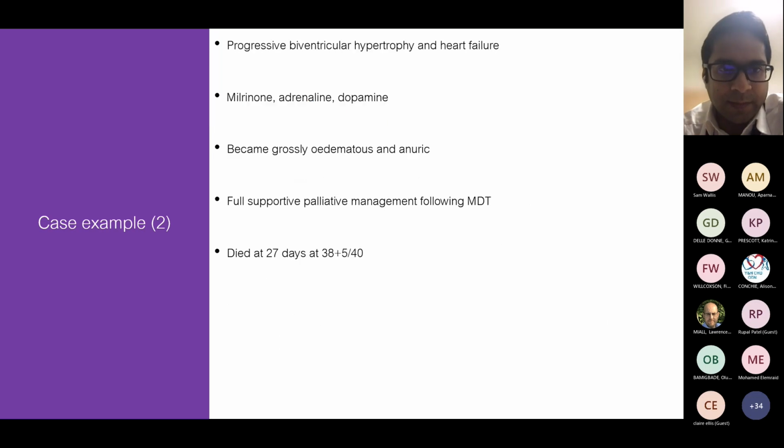This baby, as I said, continued to deteriorate, and after MDT discussions with the family, we pursued full supportive palliative management, and they died at 27 days.